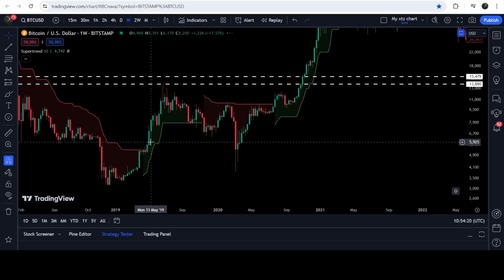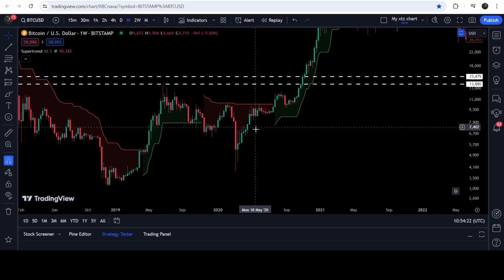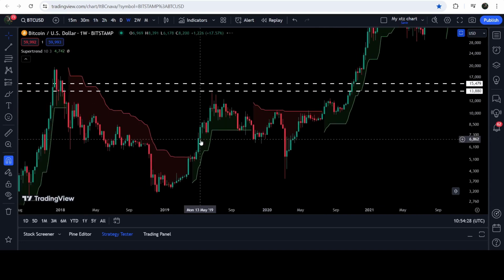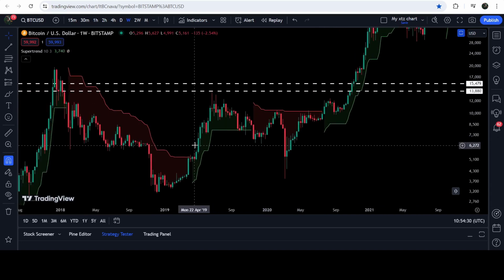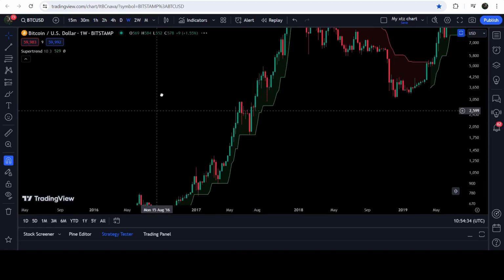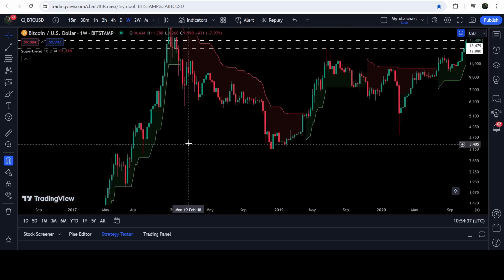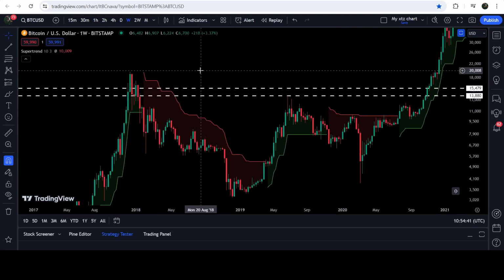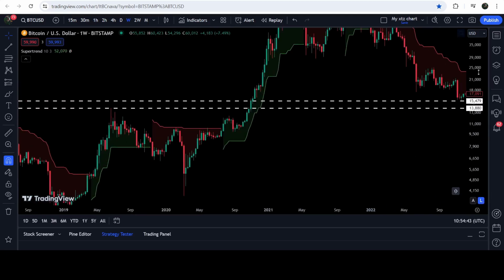Before that, a bull run was started here, but after that we had a COVID crash that was a temporary crash, and after that this bull run continued. That in fact began here after breaking out of this super trend when it turned green in the month of April 2019, and it happened here as well. And you can see after the breakdown when it turned red, then a very long-term bearish trend began.